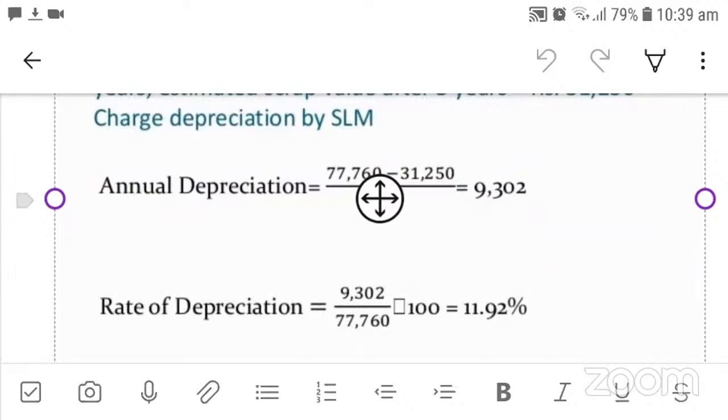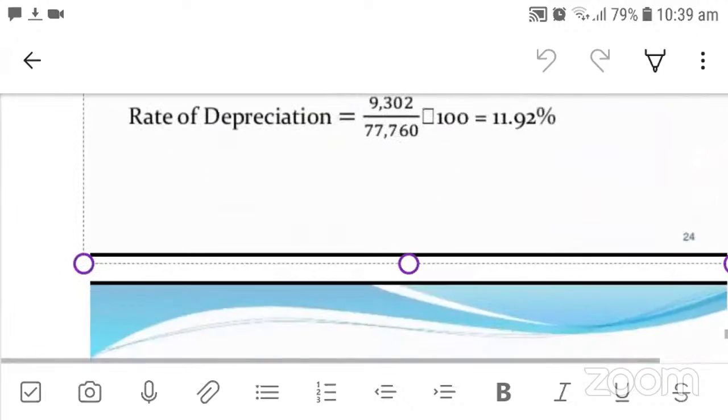Rate of depreciation means, with this cost of depreciation we can find the rate of depreciation. Rate of depreciation is equal to annual depreciation divided by cost of the asset into 100. We will find out that percentage of the rate of depreciation.